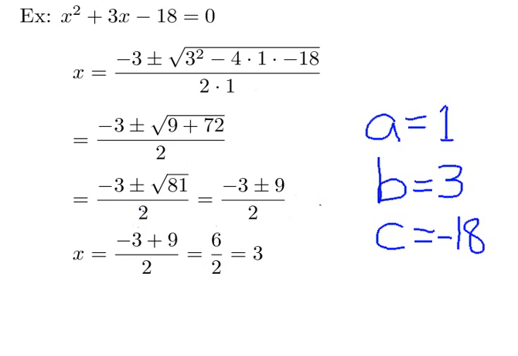Now let's go to the next one. So x equals negative 3 minus 9 over 2. So negative 3 minus 9 is going to be equal to negative 12. So negative 12 over 2 is just going to give you negative 6.